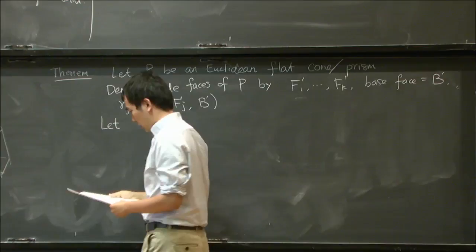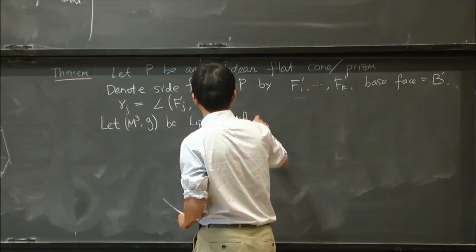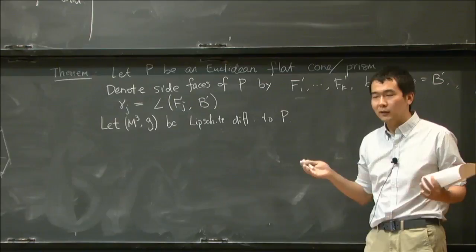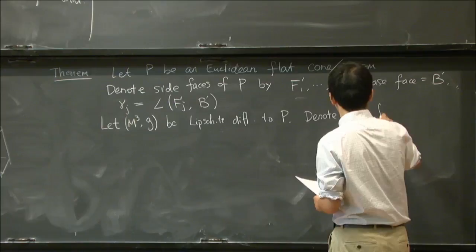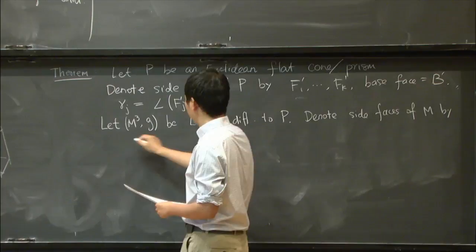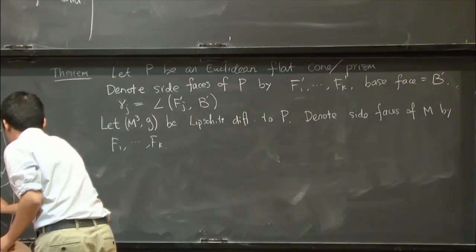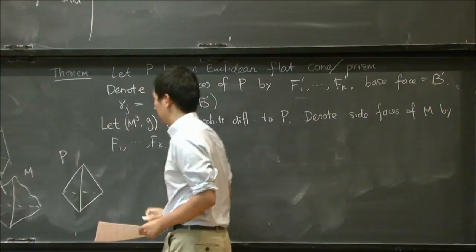And we consider a three-dimensional Riemannian manifold M, Lipschitz diffeomorphic to P. By that, I actually mean a little bit more than Lipschitz diffeomorphism. I want faces map to faces, interior maps to interior. Right? So combinatorially they look the same. Okay, and denote the side faces of M by F1, ..., Fj, ..., Fk. All right, let's keep one picture in mind. So this is a curved simplex M, and these are the Fj's. And we'll compare it to a Euclidean simplex P. Okay. This is M and this is P.